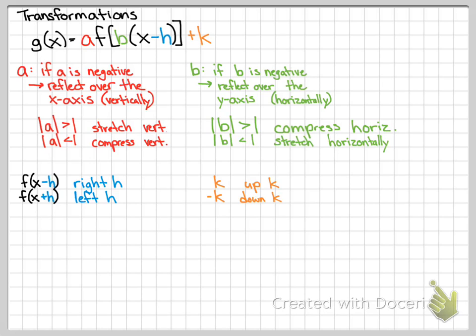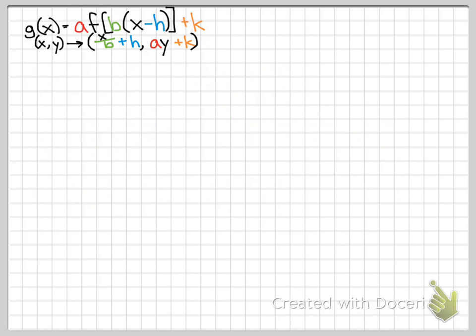So this is an overview of what all the different variables would do to your transformation. So on the next page, we're going to start putting it into practice and seeing what to do with the points in order to get our transformation. So here is our main really important formula. There's that transformation equation at the top again.